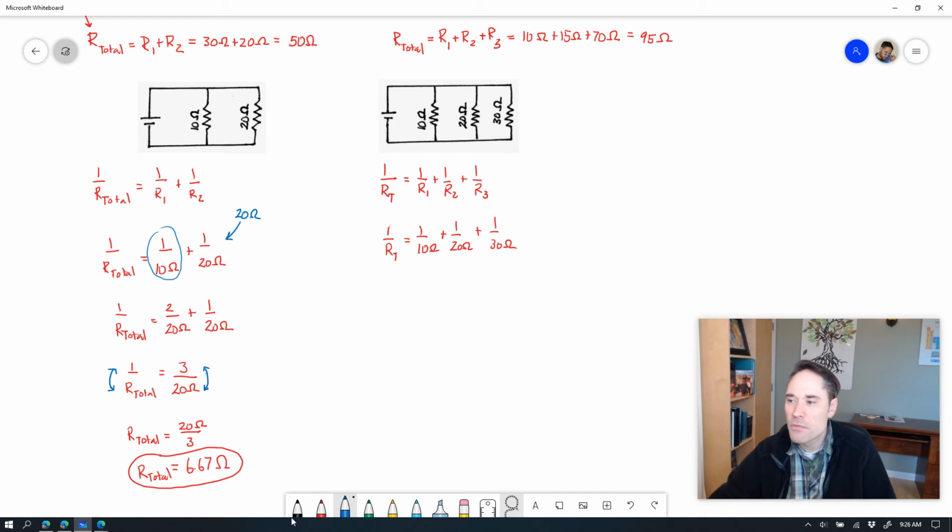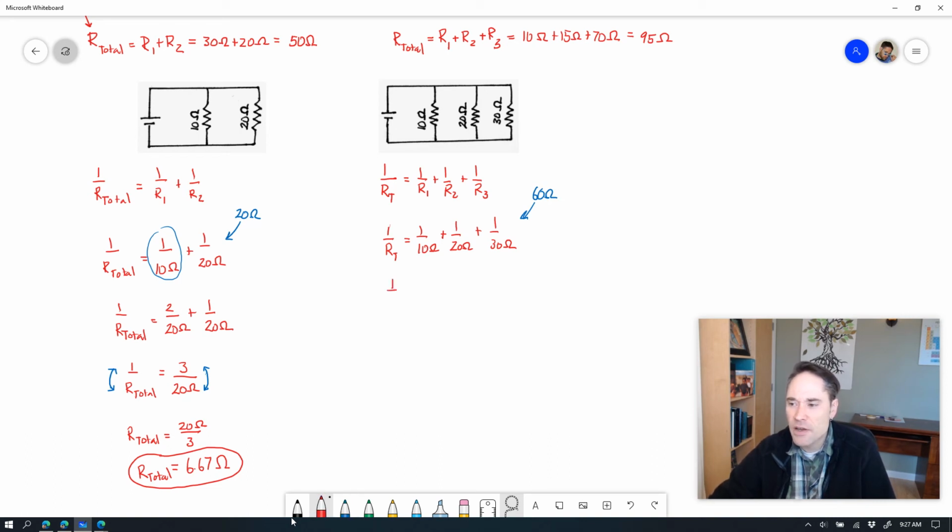And if I'm looking for my common denominator for this one, I've got 10, 20, and 30. 20 doesn't go into 30, but if I double 30, I get 60. So 10 does go into 60, 20 goes into 60, 30 goes into 60. So I think 60 ohms is what needs to go on the bottom of this.